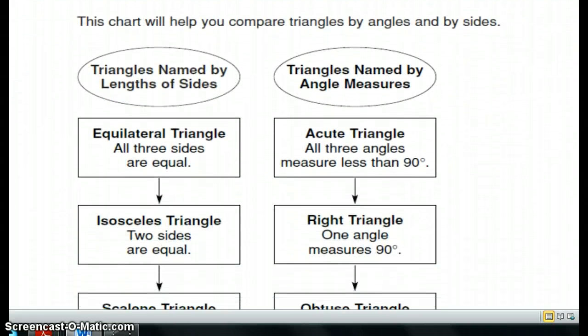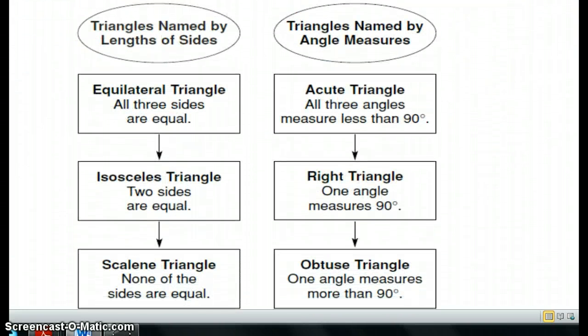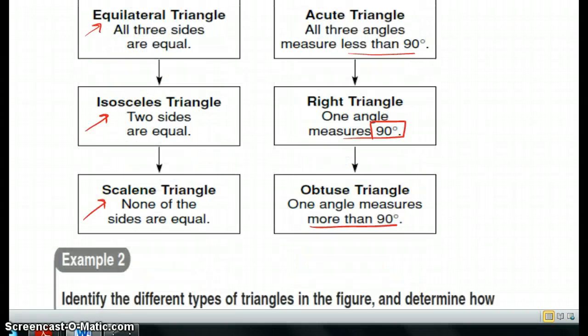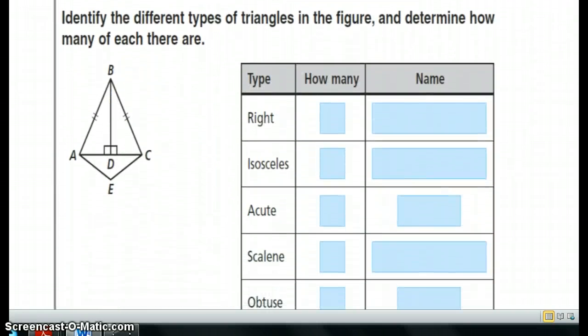So I've made a lovely chart for you here so that you can see all the different ways they match up. Here are our sides: equilateral, all equal sides; isosceles, two equal sides; and scalene, none of them are the same length. And then our triangles by angle: acute, less than 90, right, measuring exactly 90, and obtuse, more than 90. So let's look at some triangles down here and see if we can classify them.